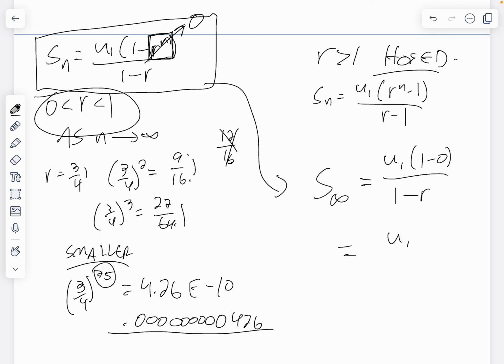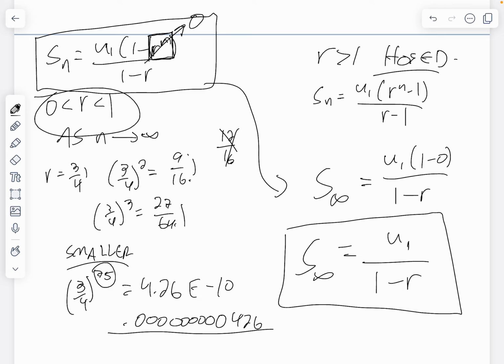And that is U1 times 1, which is just U1 over 1 minus R. And that is the formula for S infinity. You take your first term, you divide by 1 minus R. It's like the simplest formula ever, and it's so cool that it works out. And I'm going to show you that it works with our rectangle up above.